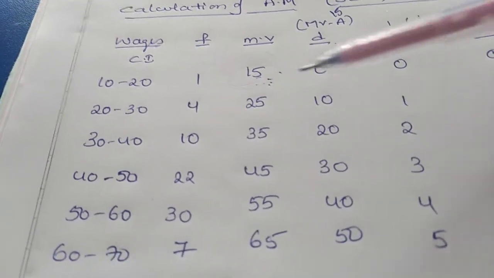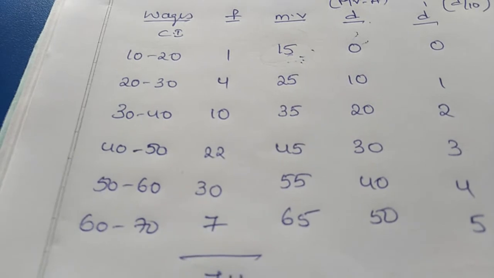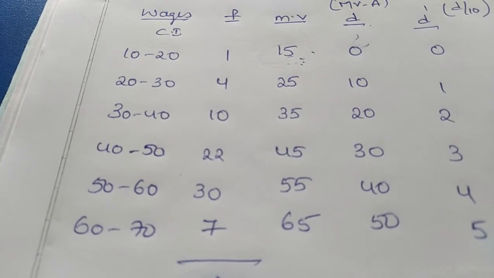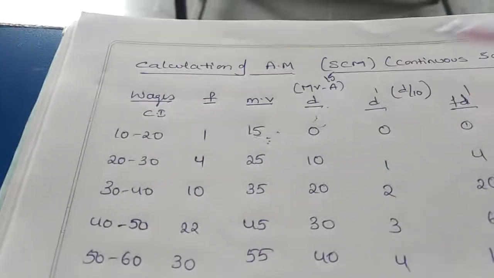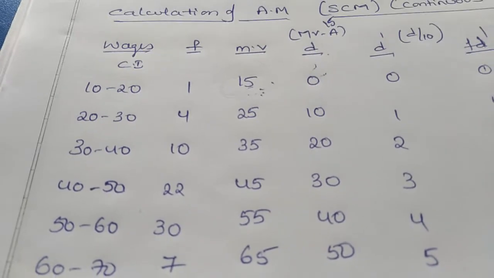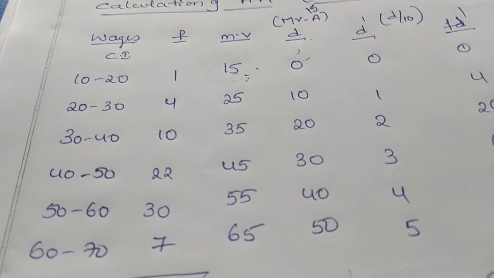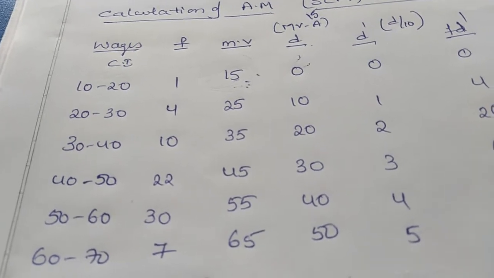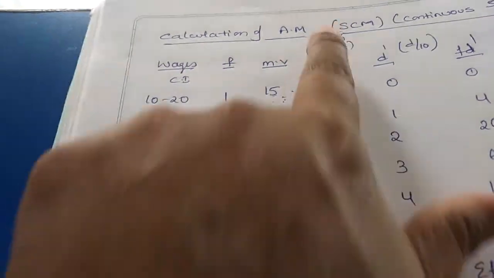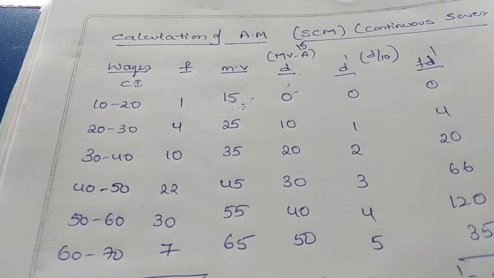Now from the mid value we have to subtract A. 15 minus 15, 0. 25 minus 15, 10. 35 minus 15, 20. 45 minus 15, 30. 55 minus 15, 40. 65 minus 15, 50. Once again I will explain how we calculate D: mid value minus A, where A is the assumed value selected from the mid values, which is 15. 15 minus 15 is 0, 25 minus 15 is 10, 35 minus 15 is 20, 45 minus 15 is 30, 55 minus 15 is 40, 65 minus 15 is 50. Okay, this is the D.